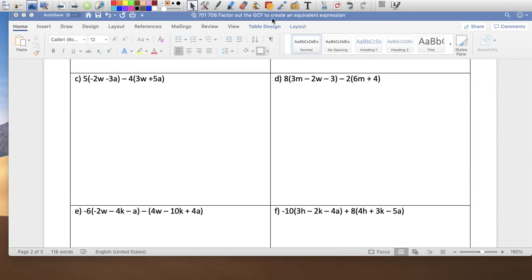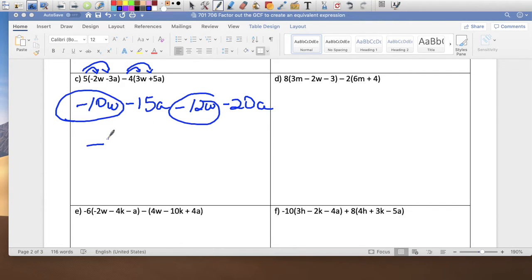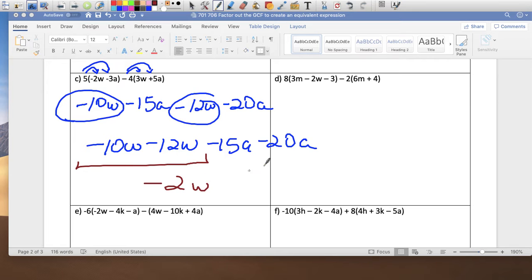5. Again, it's the same thing, so we have to do the distributive property first to be able to combine like terms, right? So I get negative 10W minus 15A, right? Positive and negative, positive and negative. Now careful here, it's negative 4 times 3, so it's negative 12W and negative 28. Combine like terms is this guy and this guy. I get negative 10W minus 12W minus 15A minus 28. If I combine like terms, these two become negative 22W. And these two become negative 35A.